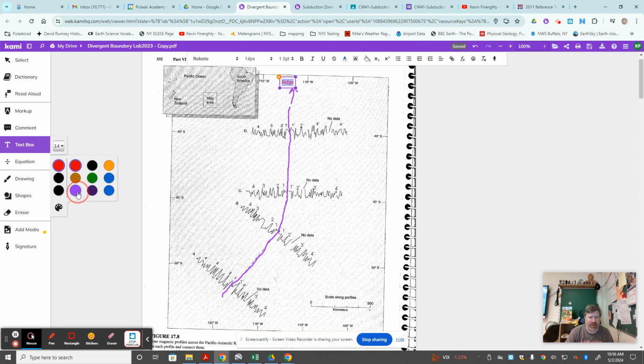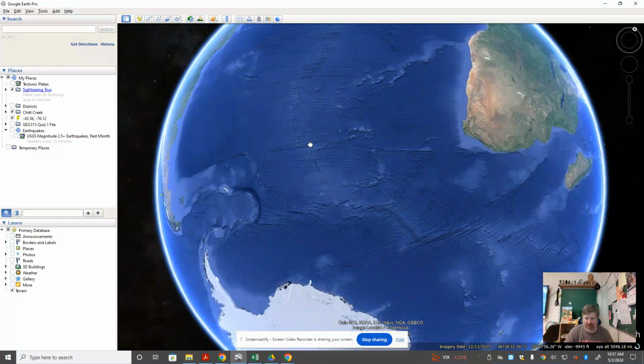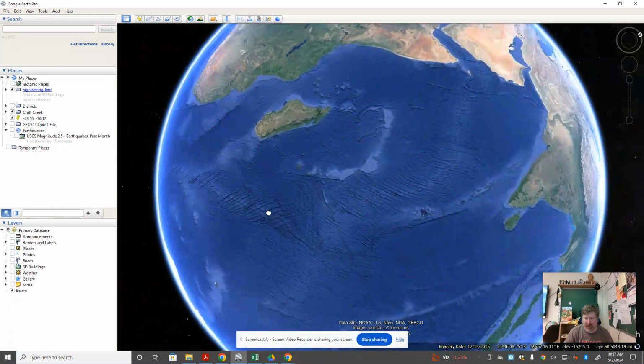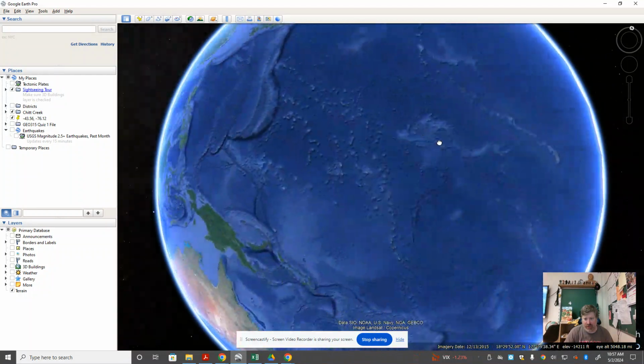Now let's make it purple so it matches. All right, that's the mid-ocean ridge, part of the mid-ocean ridge system. If I go to Google Earth again, that's this thing. People always say it looks like the seams of a baseball. They wind all over the planet, and everywhere that this is happening, the crust is spreading away from the ridge.